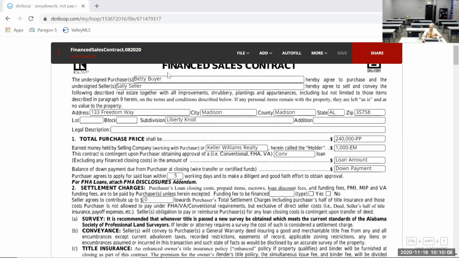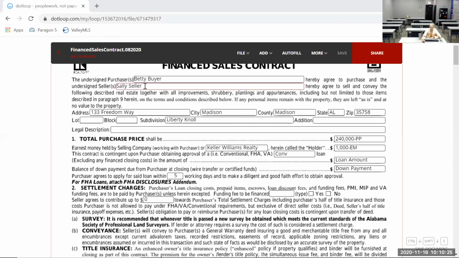So for today, I just put Betty Buyer right here. So you just literally type in the name. Make sure it is their legal name. If you have a Bob and his legal name is Robert, make sure Robert is on the contract.